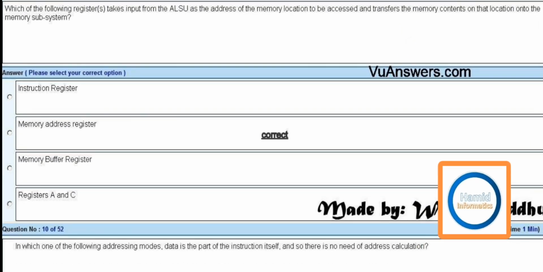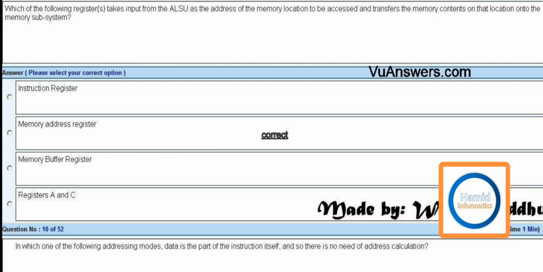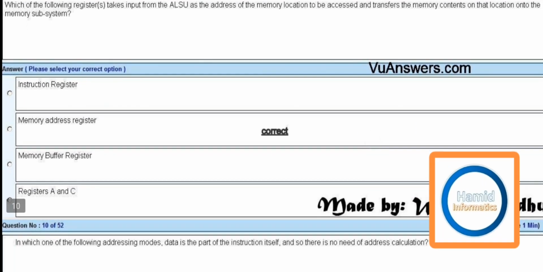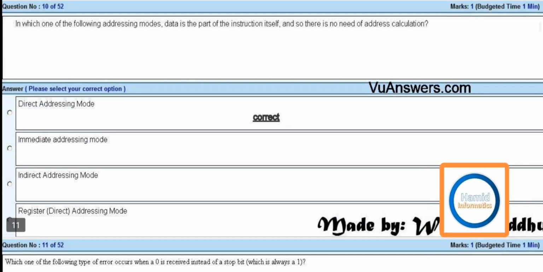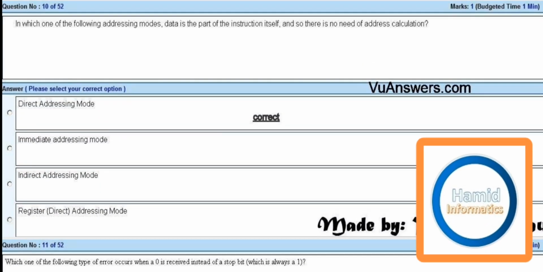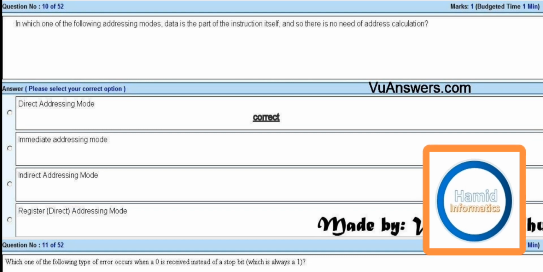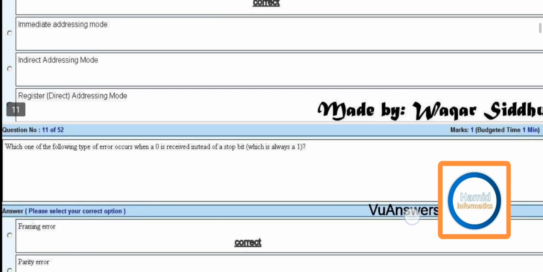Which of the following registers takes the input from the ALU as the address of the memory location to be accessed and transfers the memory contents of the location onto the memory subsystem? And the answer is memory address register. Next question: in which one of the following addressing modes is data part of the instruction itself, so there is no need of address calculation? Answer is direct addressing mode.